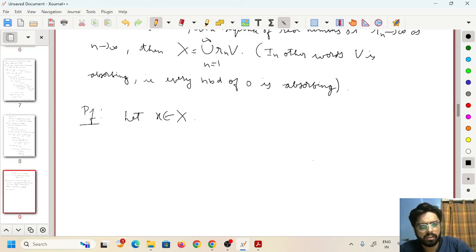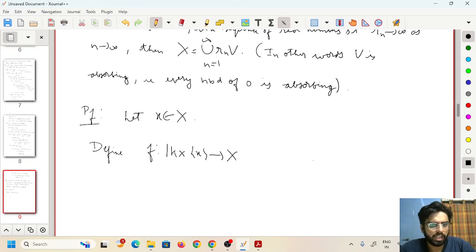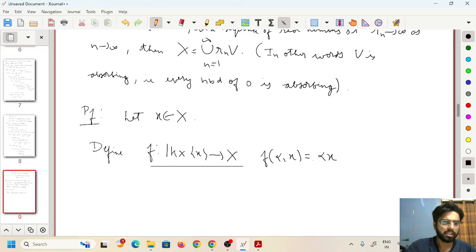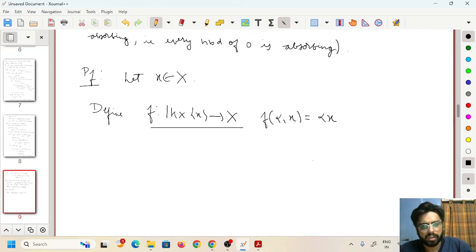So define two functions. Now x is fixed, okay, let x belong to X, we are fixing an x. So let f from K cross X to X be defined as f of alpha comma x is equal to alpha times x. f is continuous, right? Because f is a restriction of the scalar multiplication map. We are restricting the scalar multiplication map to K cross singleton x. So this f is continuous.